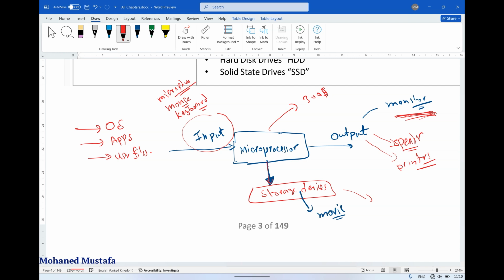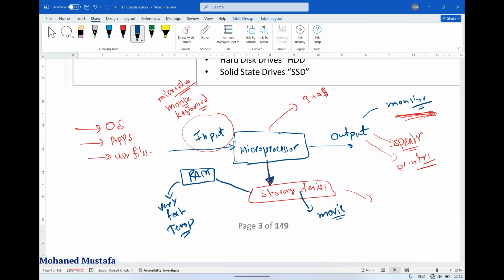So what's practical? What will be more practical? The more practical one, they said, is we will include another memory. We will call this memory the random access memory, or the RAM. You heard of it? The RAM. Now, this memory is a very fast, temporary memory.